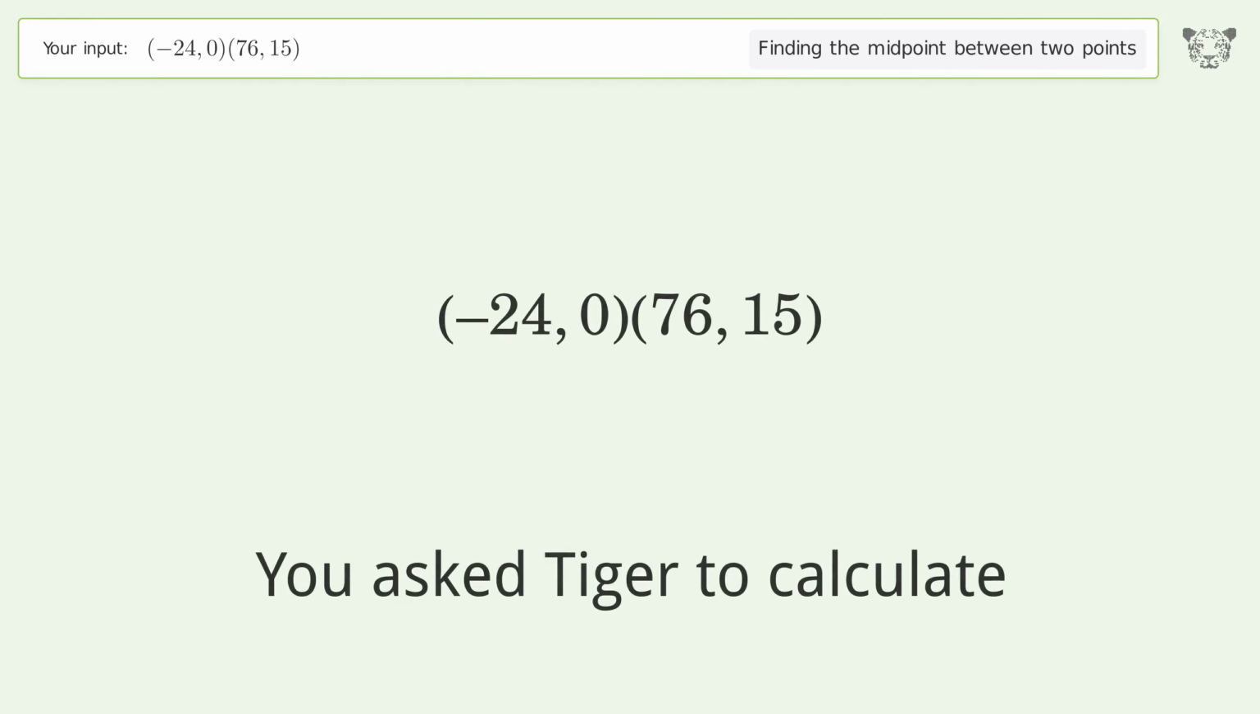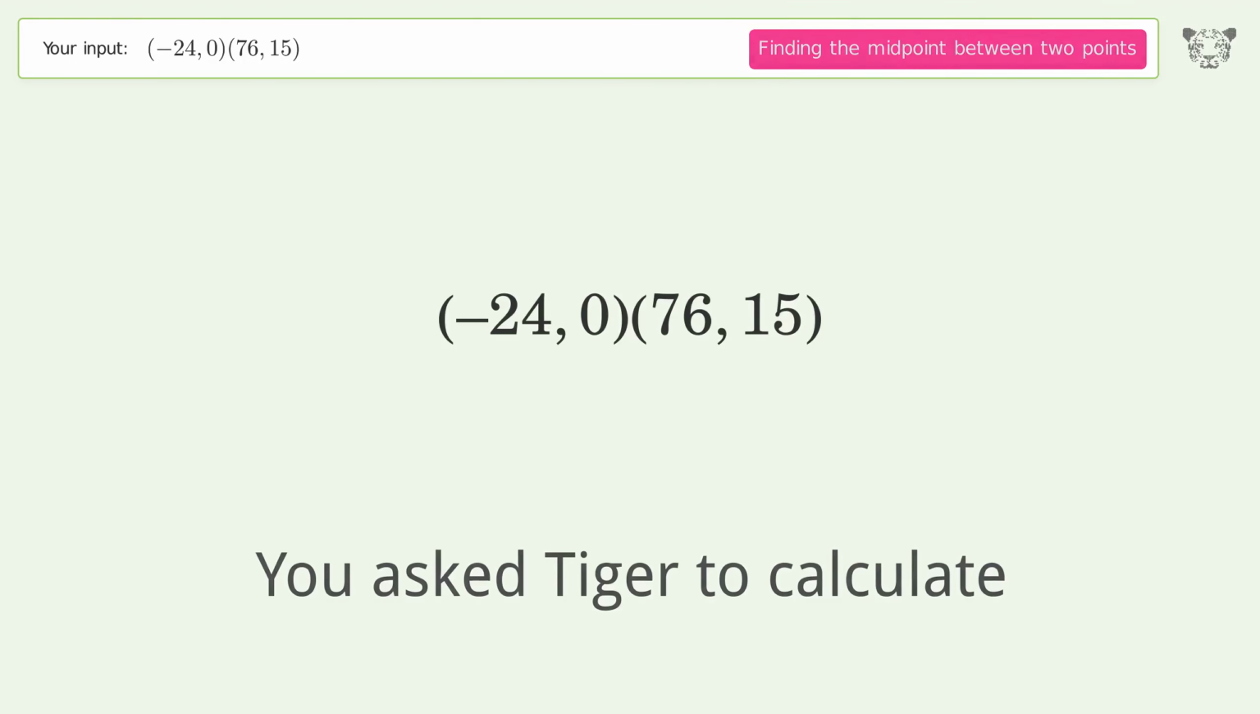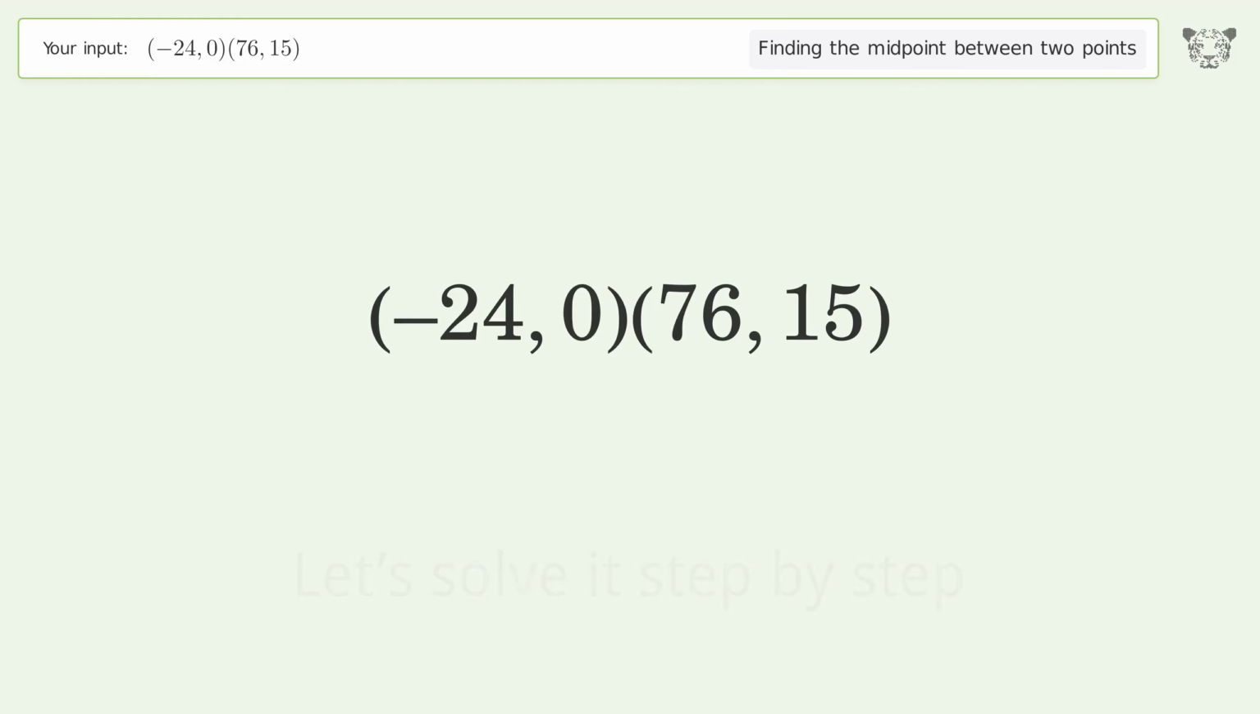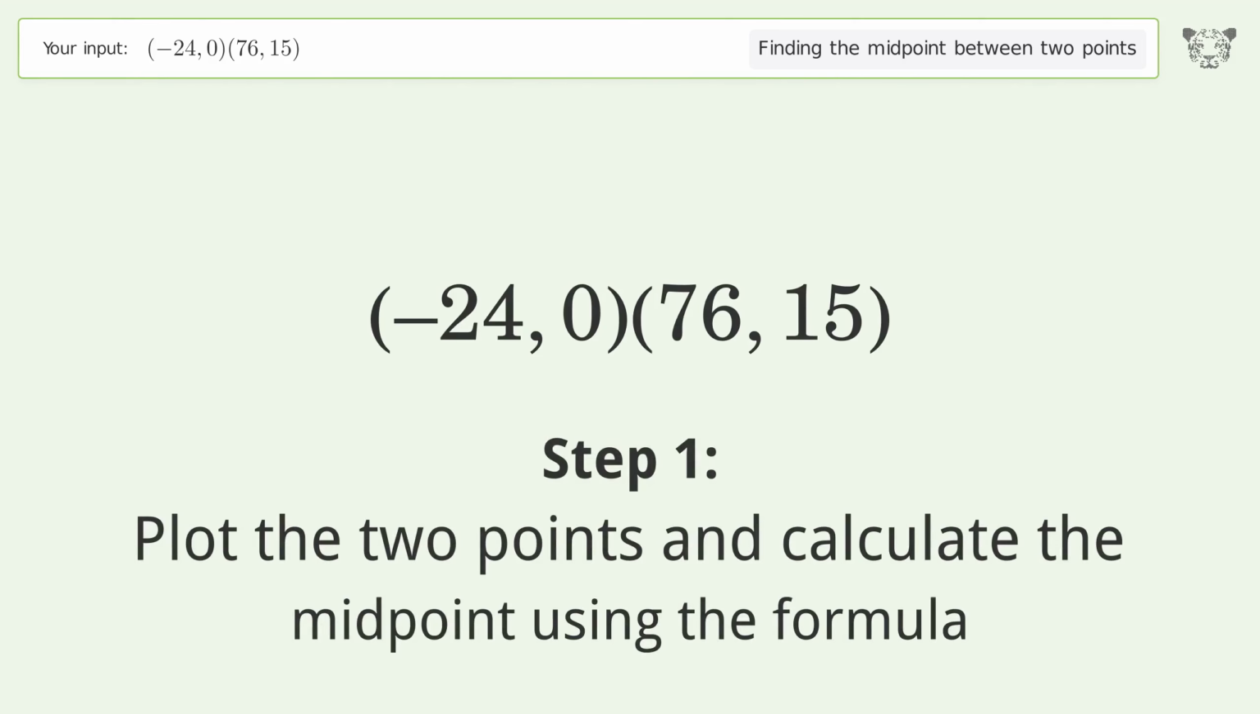You ask Tiger to calculate. This deals with finding the midpoint between 2 points. The midpoint between the 2 points is (26, 7.5). Let's solve it step by step. Plot the 2 points and calculate the midpoint using the formula.